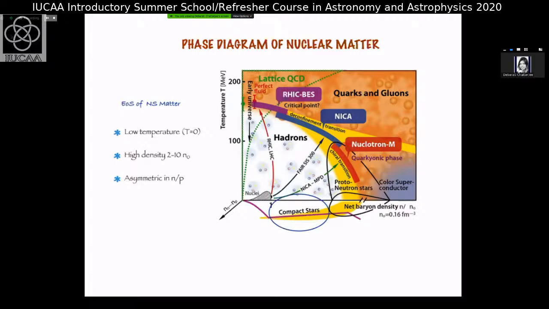So the relevant region of this diagram is that of low temperature and high density, so density is higher, from 2 to 10 times that of saturation density. And the other very important thing is that it is asymmetric in neutron-proton ratio. So you can see that there is a third axis, and the compact stars are on this third plane, which depends on n_n minus n_p, which means the difference between the neutron and proton densities.